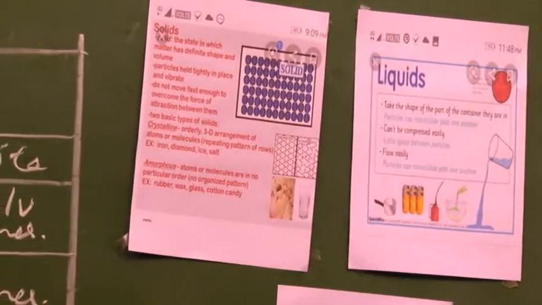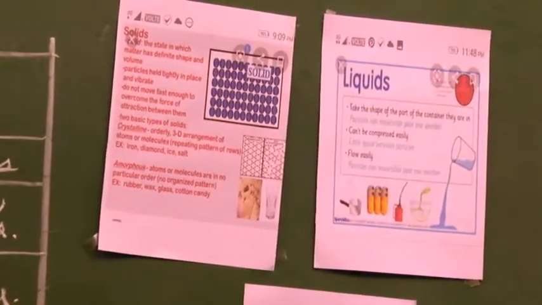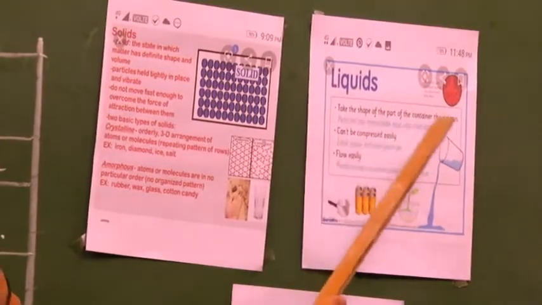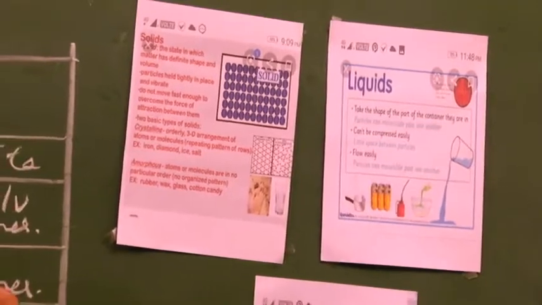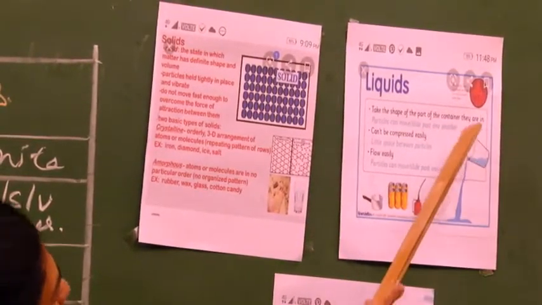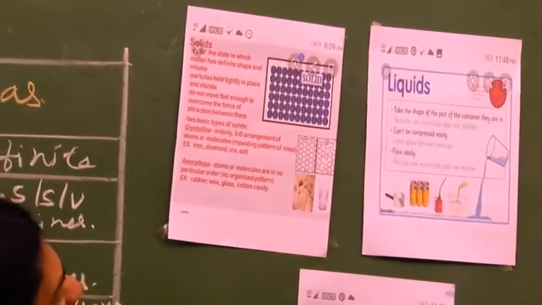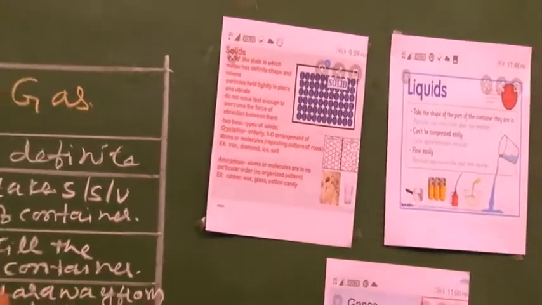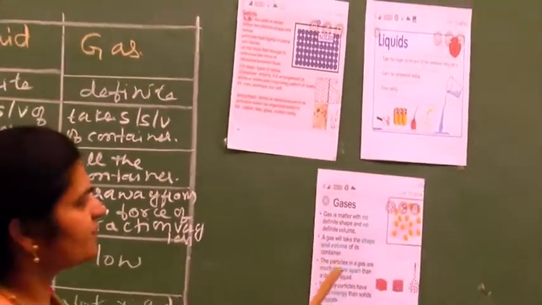Then the next one that we are going to consider is the liquids. In case of the liquids, they are going to take the shape of the container. The particles are not closely packed. And they are going to flow easily. And in case of the gases, they have no definite shape, definite volume, definite size.